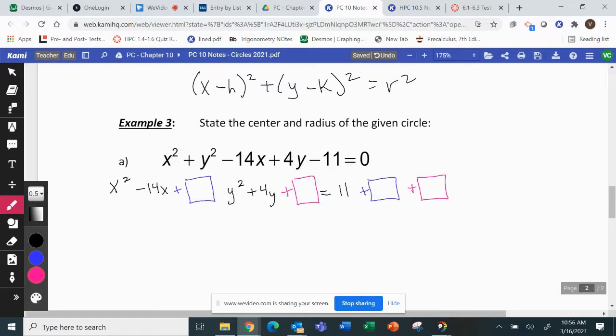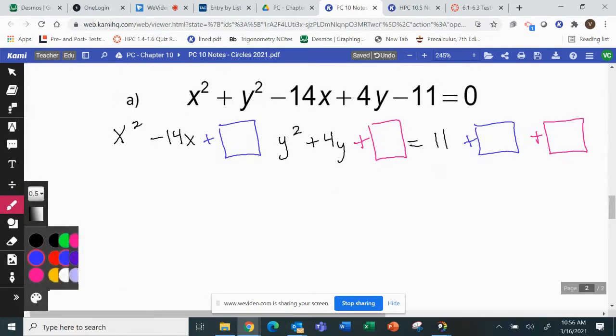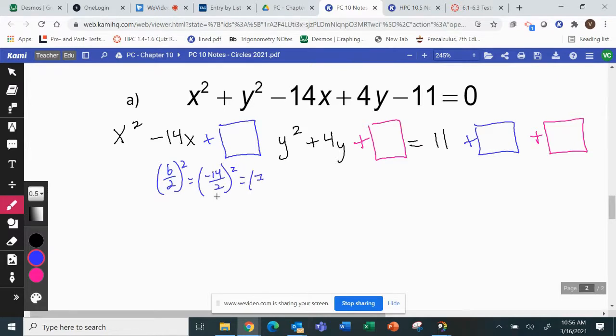All right, so the formula to complete the square is (b over 2) squared. So in this first one, we do negative 14 over 2 squared. So negative 7 squared, 49. The y's, oh, I forgot a plus sign in here. I'm sorry. The y's, we will do b over 2 squared. So 4 over 2 squared, 2 squared, 4. Completed the square.